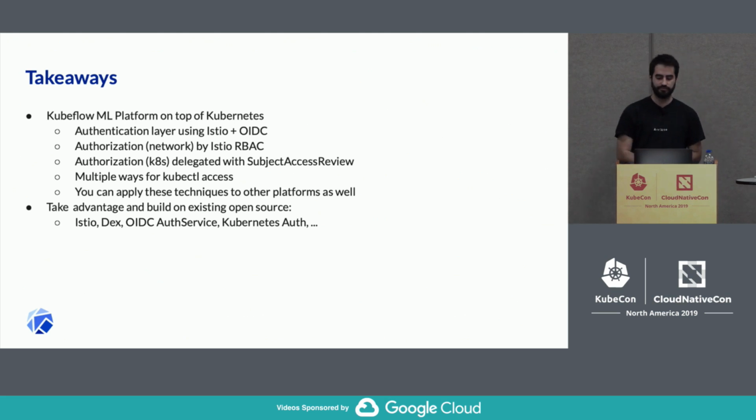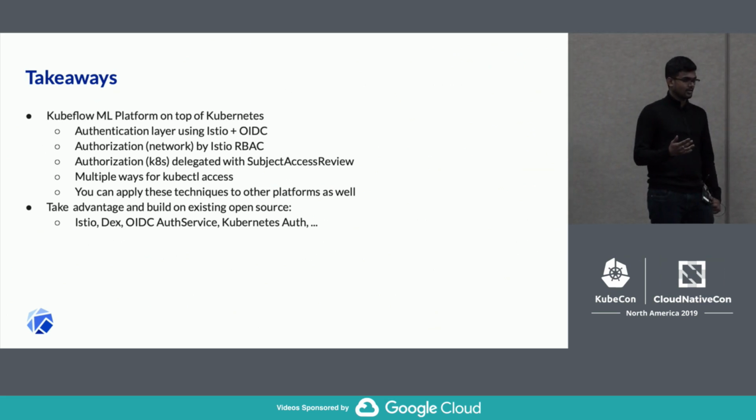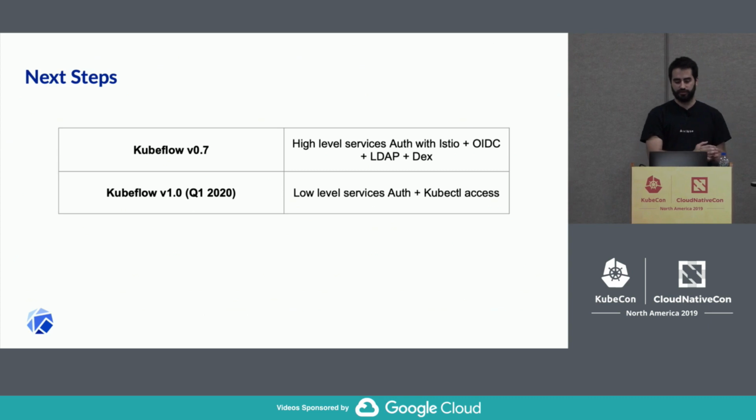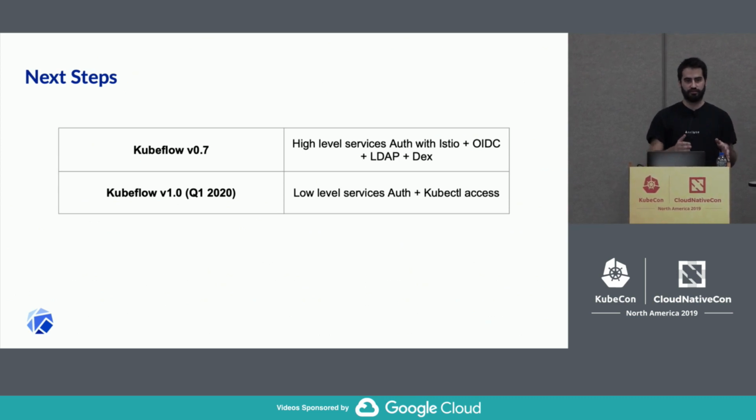And another aspect to note is that all the solutions which you have used are open source. So you can go ahead and hack these open source solutions like Yannis did with the OIDC auth service and just contribute back to the community. Absolutely. So what are the next steps for this? The first demo that we showed, high-level service authentication authorization using Istio, OIDC with LDAP and Dex. These are all things that you can try out today, right now. You can just go to the Kubeflow website, install Kubeflow 0.7, and you'll have an environment just like us.